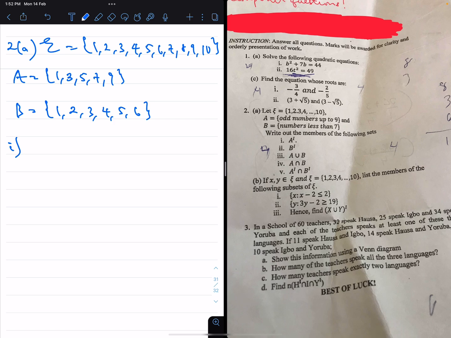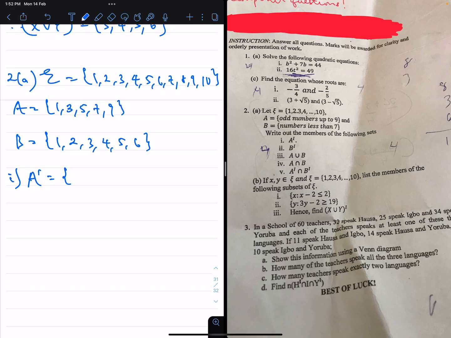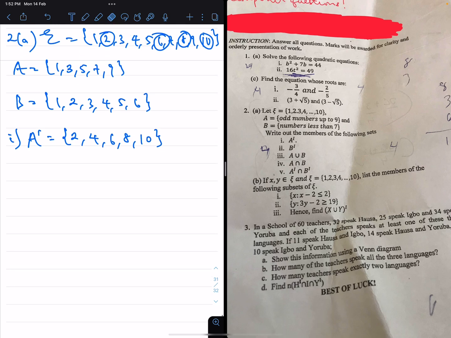Roman figure 1, the members of set A complement. The members of set A complement are the numbers which are in the universal set but not in A, and those are 2, 4, 6, 8, and 10. Those are the elements which are in the universal set but not in A, so they are going to be the elements of the set A complement.